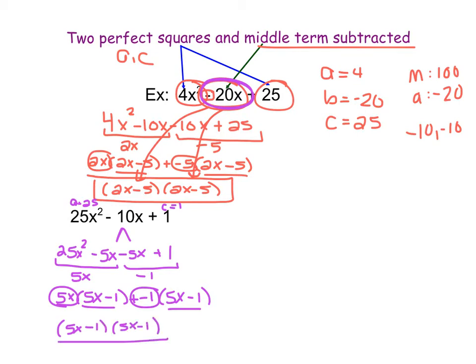And again, I'm seeing if I square root 25x squared and I square root 1, 5x and 1 are my two numbers inside of the parentheses. The only difference is that we have a subtraction sign in between them.